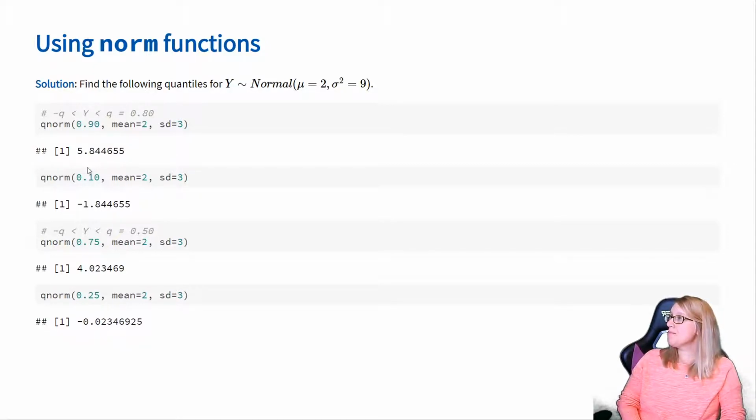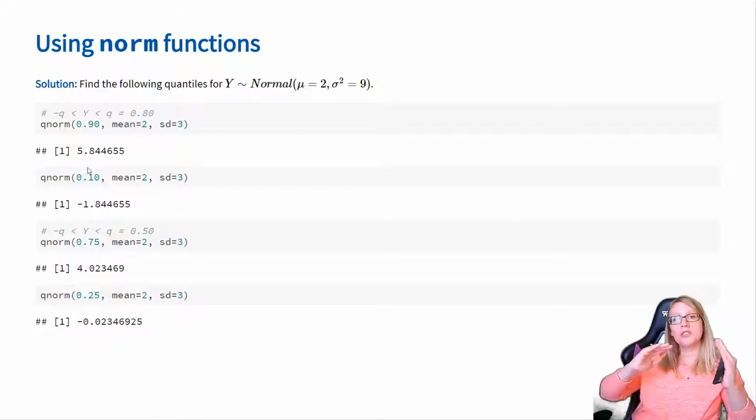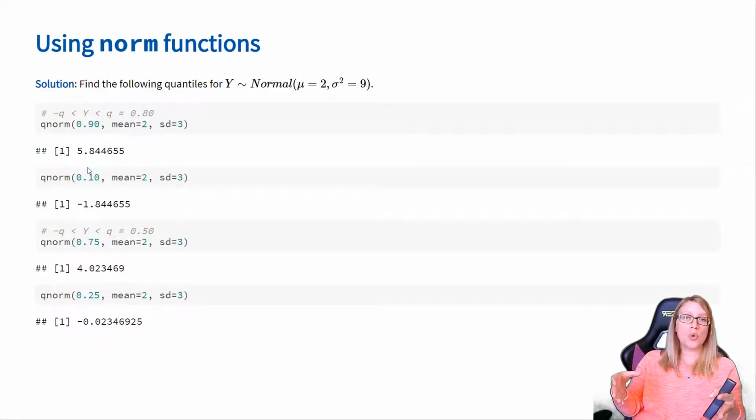Here are some more examples of how we can work with this. So let's say, for example, that we want to find the cutoff for the middle 80% of this distribution. We want to find the values that envelop the middle 80% of the bell curve. Well, if there's 80% in the middle, that means there's 20% left over, half on each edge. So we'll need the 10th quantile, and the 90th quantile, or the 90th percentile.